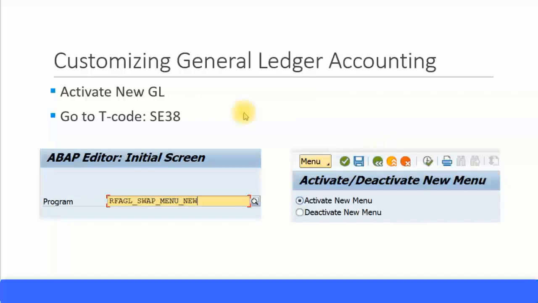The first step in customizing general ledger accounting is to activate the new GL menu. So you go to transaction code SE38 and use this program RFAGL_SWAP_MENU_NEW. This will activate the new GL menu under financial accounting. That's what this means. Once you execute this program, you'll come to this screen, activate/deactivate new menu. Select activate new menu and execute the transaction. This will activate the new GL menu.